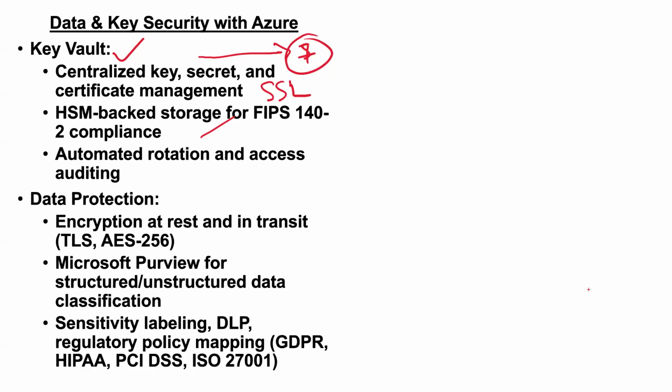Next comes encryption: what are the encryption types we have and how we'll do it. These are basically the two encryption types that come with Azure. Then we have something called Microsoft Purview. This has a separate portal itself. This is a separate portal, Microsoft Purview, for structured and unstructured data classification, we will be looking at, no worries. Then we have sensitivity labeling, data loss prevention, and regulatory policies mapping.